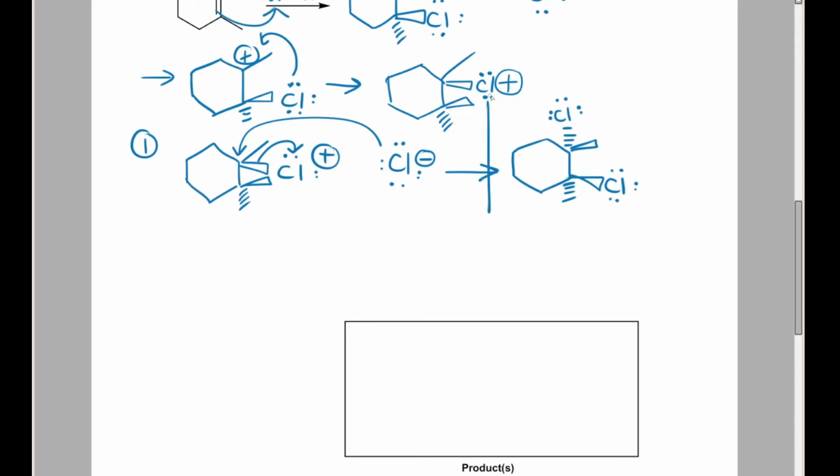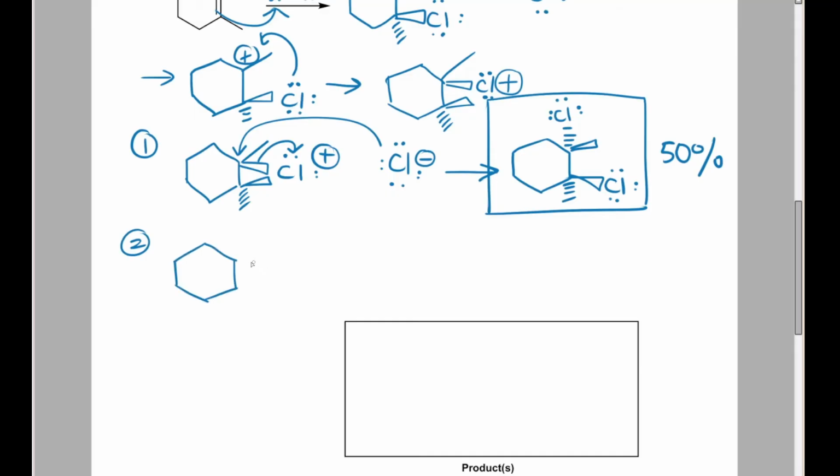And this will be one of your products, and it's going to account for 50% of your products. The second way this reaction might occur is that this same precursor molecule with the wedged bonds, with the positive chloronium ion, the negative chlorine leaving group from the beginning is going to attack from the bottom side, and then this bottom wedged bond will break, and then the electrons will go back to the chloronium ion and make it neutral charge.